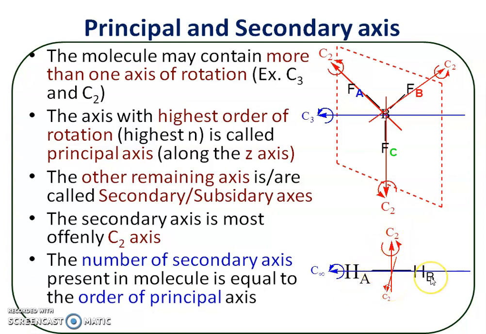So not only in the hydrogen molecule, but in linear molecules like oxygen, hydrogen, fluorine, chlorine, there is a C infinity axis which is the principal axis, and an infinite number of C2 axes, which are the secondary axes.